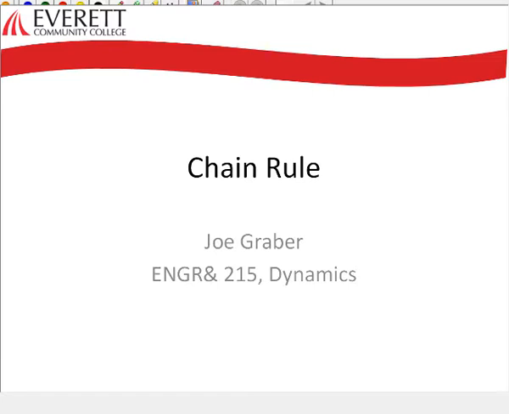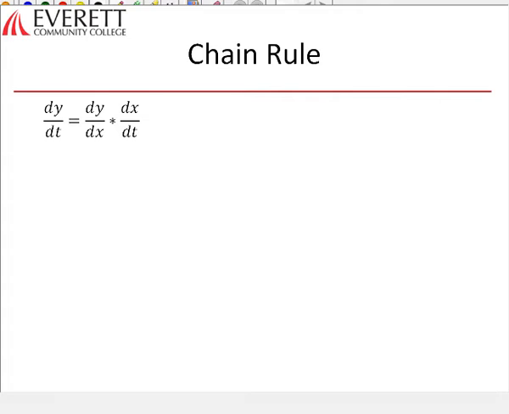So to start off with is the chain rule. Now the chain rule simply says that if you're taking the derivative of a function with respect to a variable such as time, that's going to be equal to the derivative of that same function, we'll call that function y in this case, in terms of another variable, in this case we're saying x, times the derivative of that variable x with respect to the variable t.